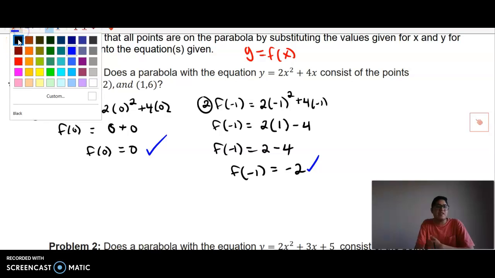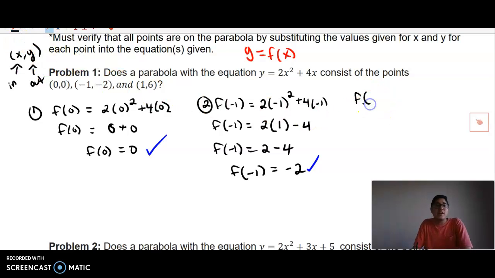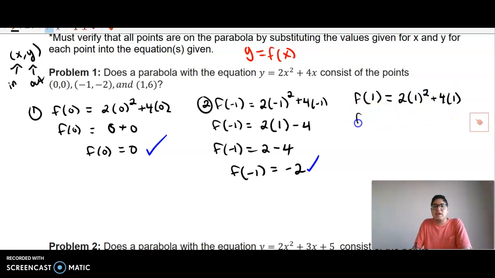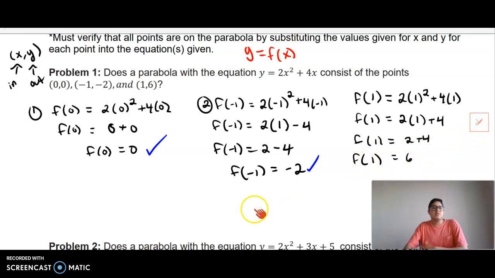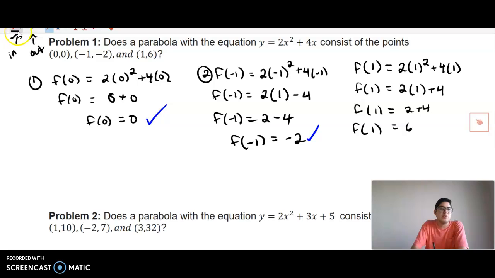Okay, so now we've got to verify the last one. So let's check f, not of 3, but f of 1 now. So if f of 1 is on there, 6 should be the output. So anywhere I see an x, I'm going to sub in a 1. Okay, so I've got f of 1 equals, well, 1 squared. 1 times 1 is 1. 4 times positive 1 is going to give me 4. So I have f of 1 equals 2 times 1 is 2. 2 plus 4 gives me 6. So when x is 1, y is 6. The output of this function is 6. So it looks like all three of these points are actually on this parabola for us.